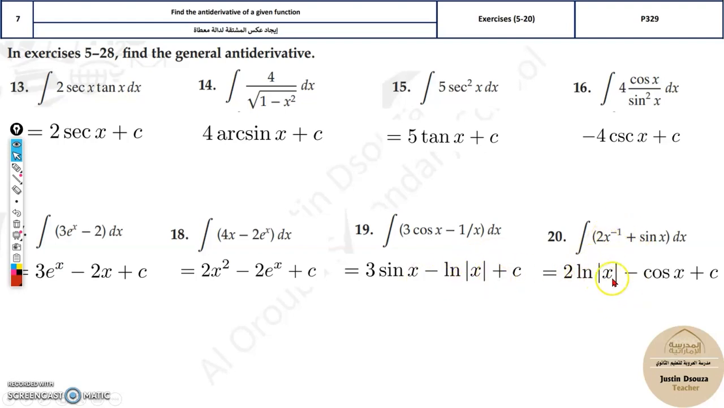Over here it will be 2 ln x minus cos x plus c and so on. These are very simple and straightforward. Please solve them by yourself and check the answers. Do the methods, check the answers. All the answers are available in this presentation.